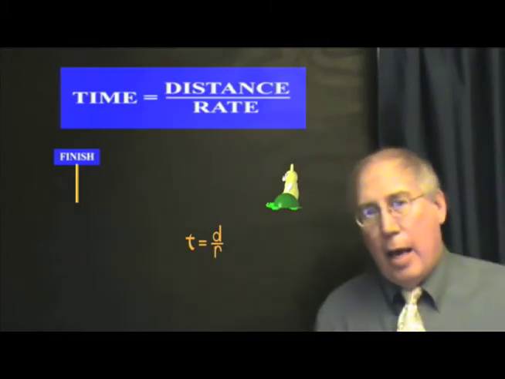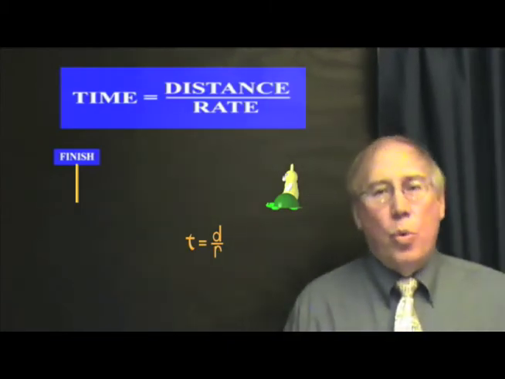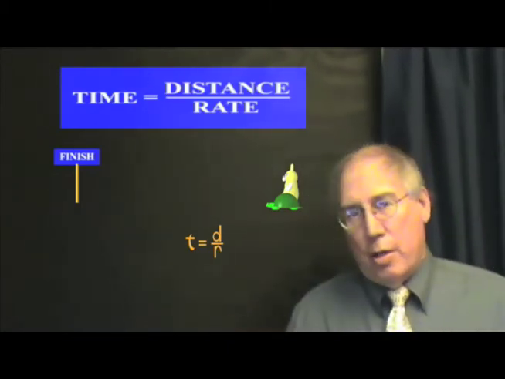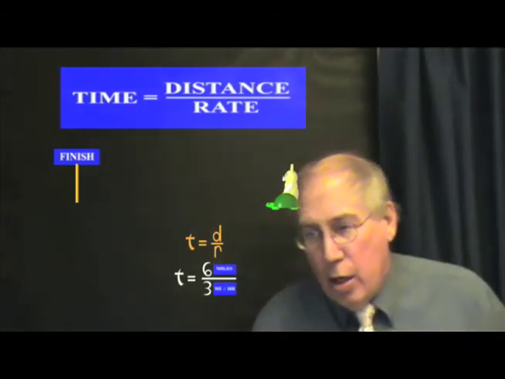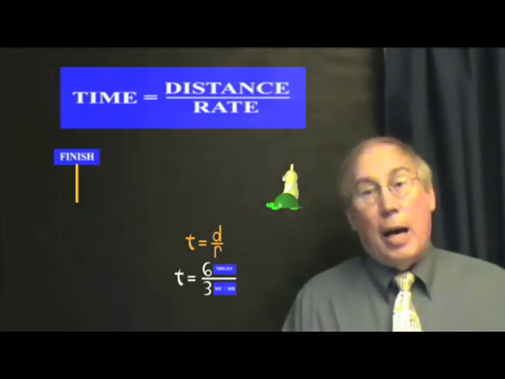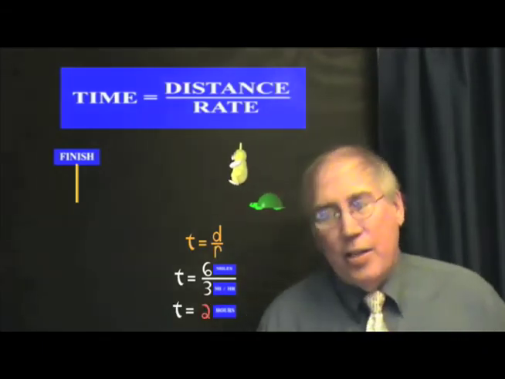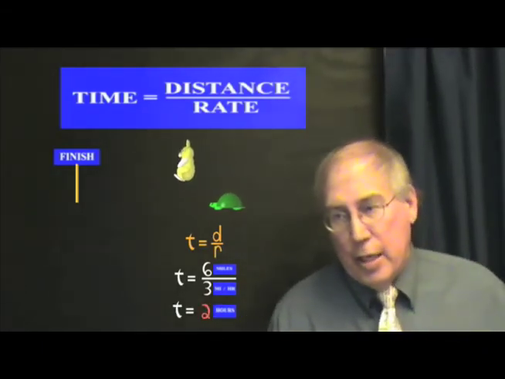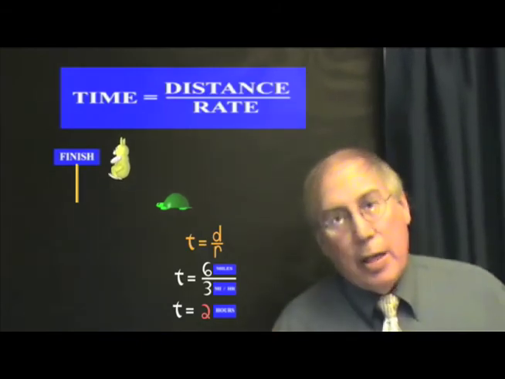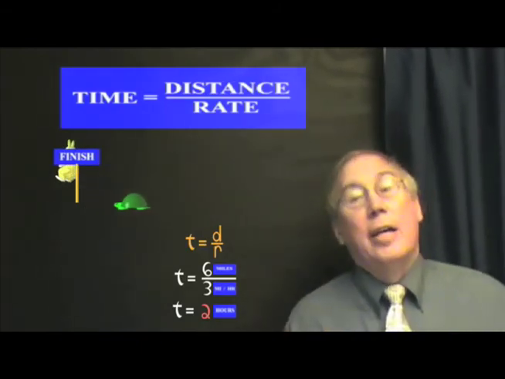Now, let's suppose that we have a rabbit and we have a turtle, and they're racing to a finish line. And we're interested in knowing when the rabbit crosses the finishing line. Well, let's suppose that he's hopping at 6 miles per hour. No, let's say that he travels 6 miles and he's traveling at 3 miles per hour. How long would it take? It would take him 2 hours.